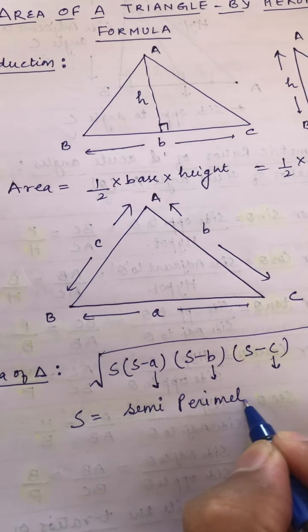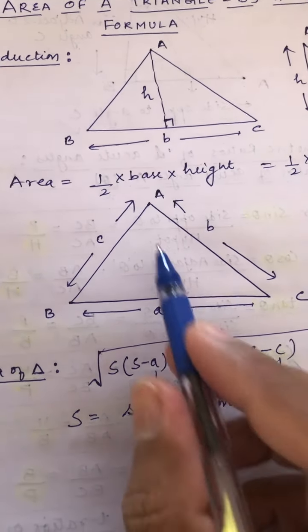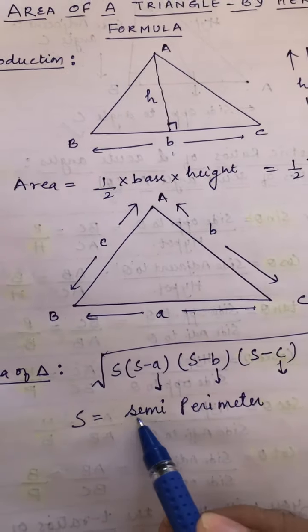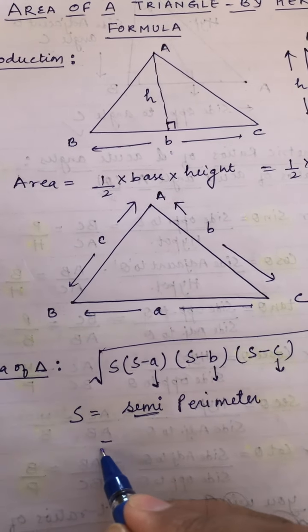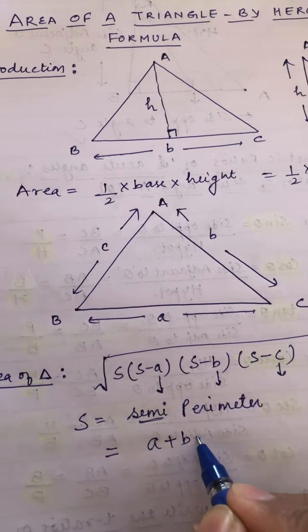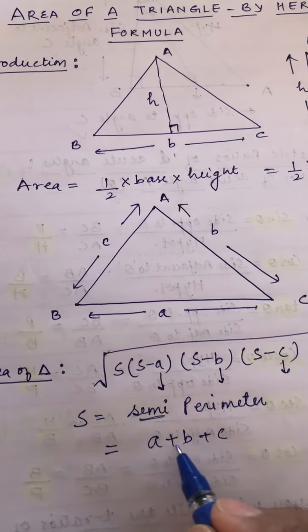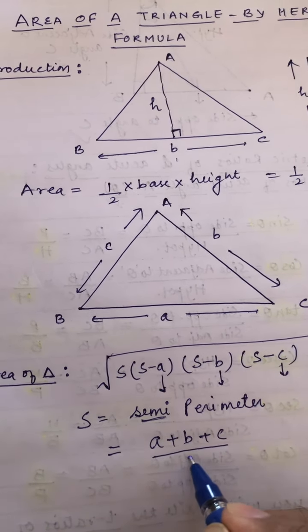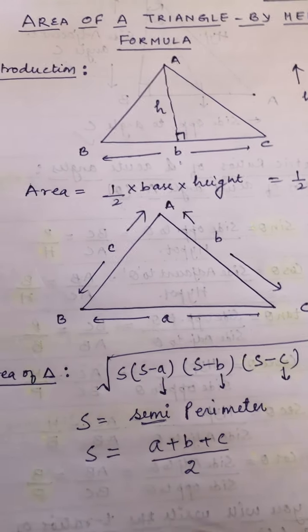Semi-perimeter. You know the formula for perimeter. Perimeter means sum of all sides. Semi means half. So what is the value of S? Perimeter is A plus B plus C. This is the perimeter. Semi means you have to take half of that. So this is the formula.